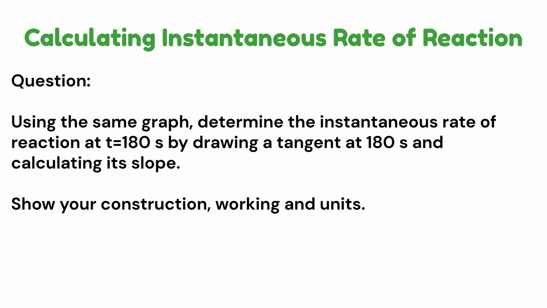Now let's move on to calculating an instantaneous rate using a tangent. Here is an example of a question that would prompt you to do this. Using the same graph, determine the instantaneous rate of reaction at time equals 180 seconds by drawing a tangent and calculating its slope. Show your construction, working, and units.